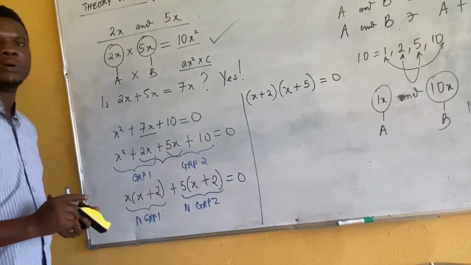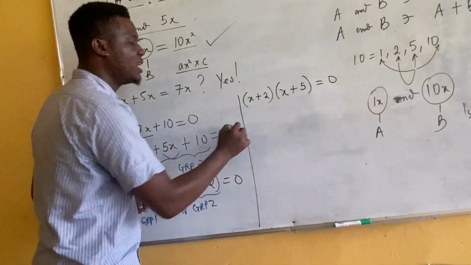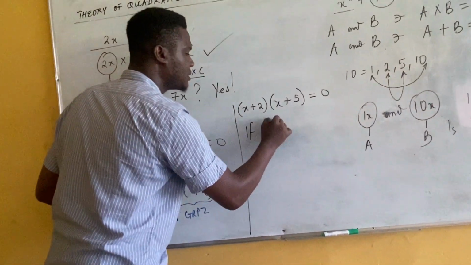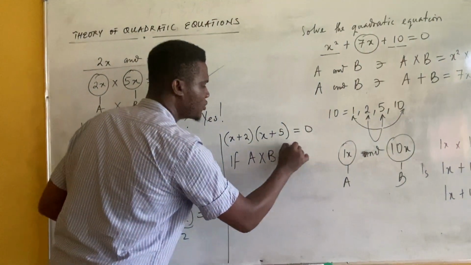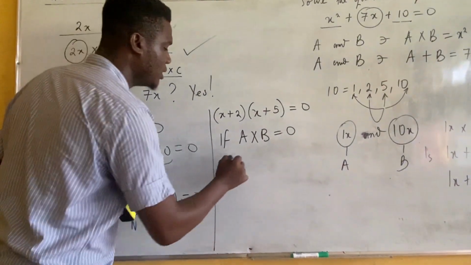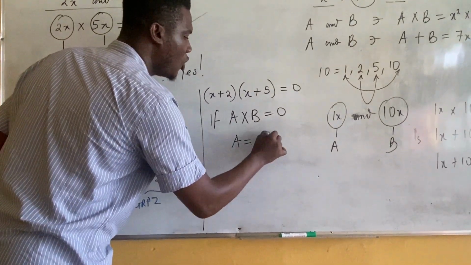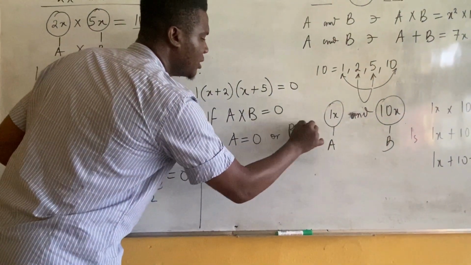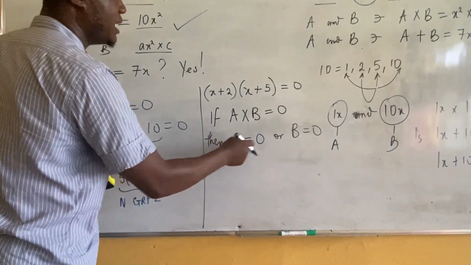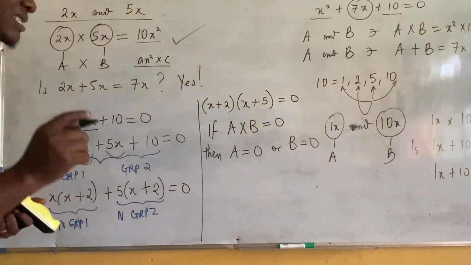Now, at this point in the solution process, implement this rule of algebra: if the product of two numbers is equal to 0, then either the first is equal to 0 or the second is equal to 0. If A times B is equal to 0, then A is either equal to 0 or B is equal to 0, but not both of them at the same time.